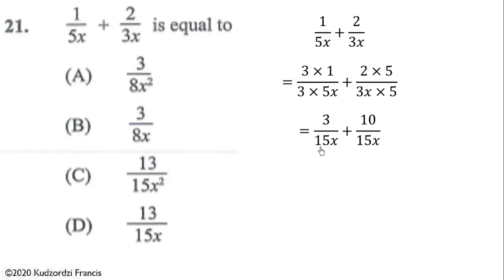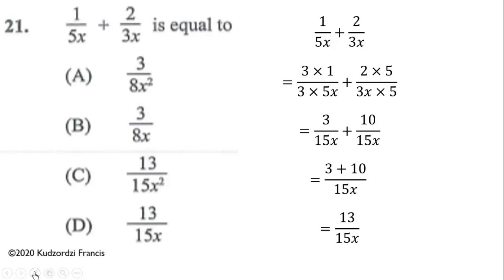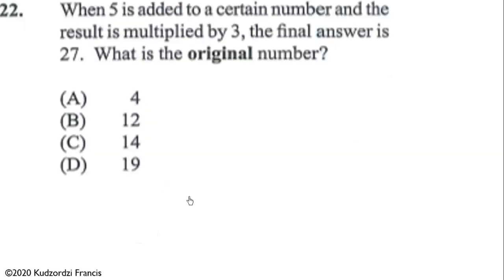Since the denominators are now the same, we can collect one denominator and add the numerators, and that will give us 3 plus 10, which is 13 over 15x. Now it means the correct answer is this 13 over 15x. Now let's proceed with the 22nd question.